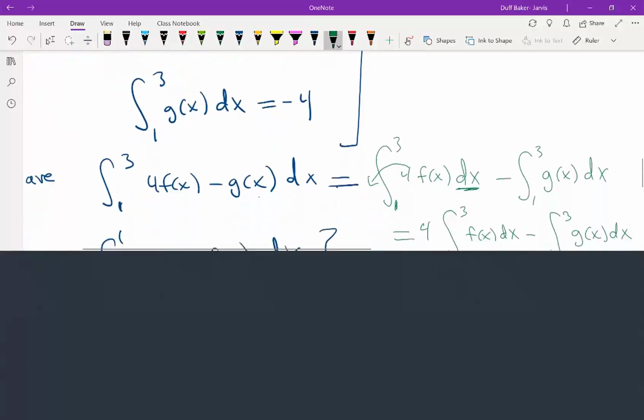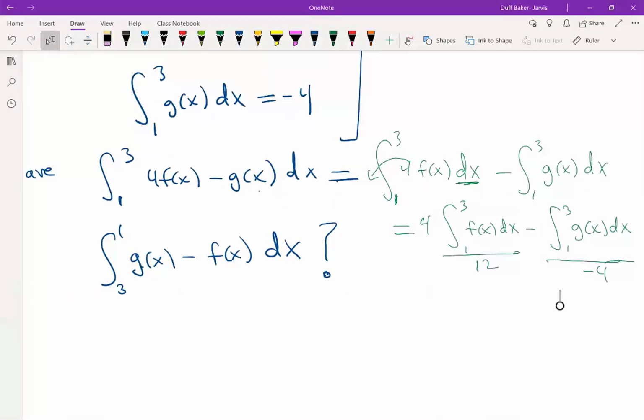So altogether, it's 4 times 12 plus 4, right? Because we have minus and negative, so that's what? 48, 52, if anybody cares. Okay.